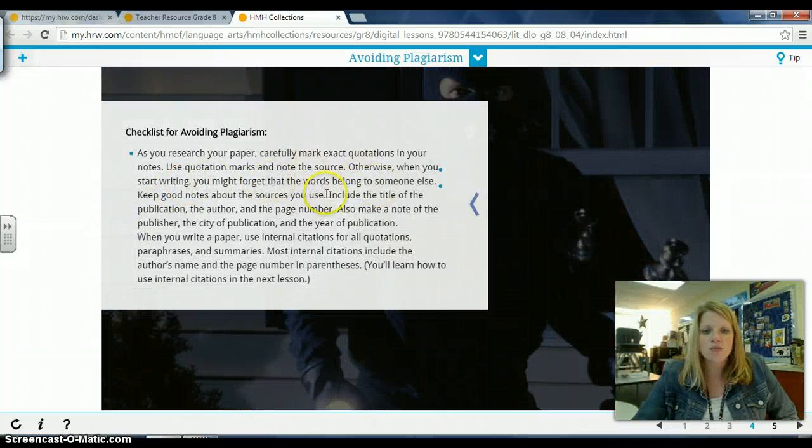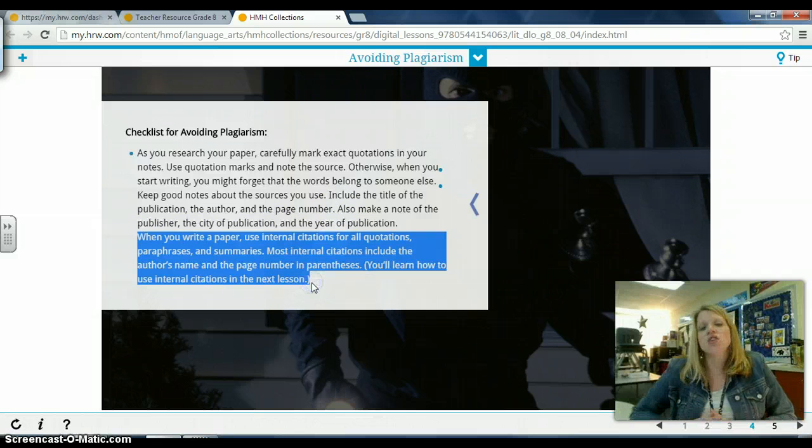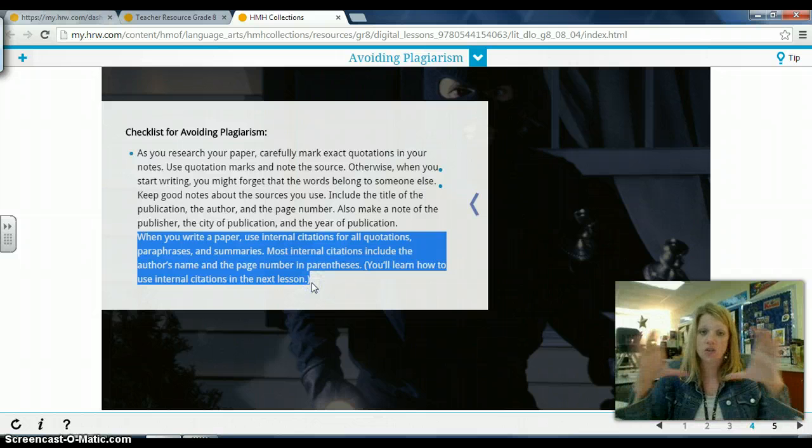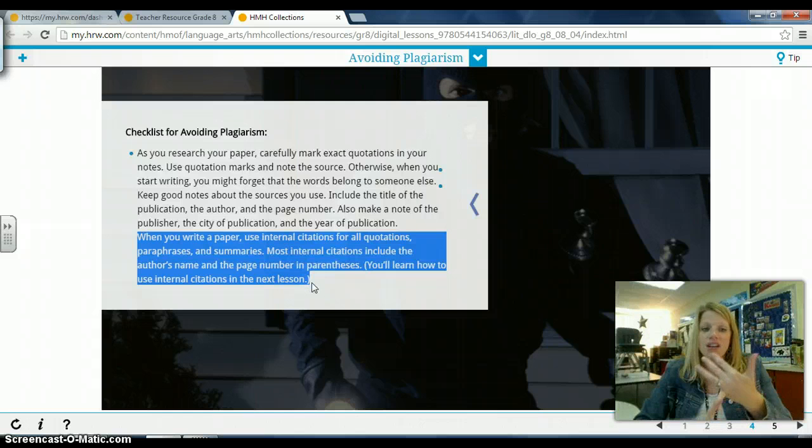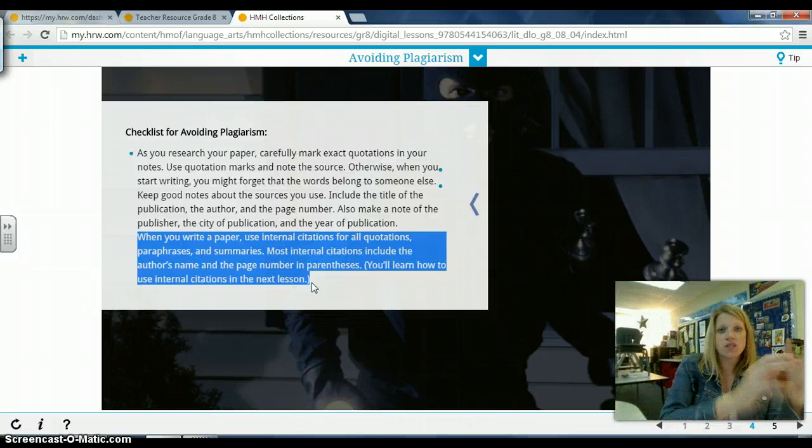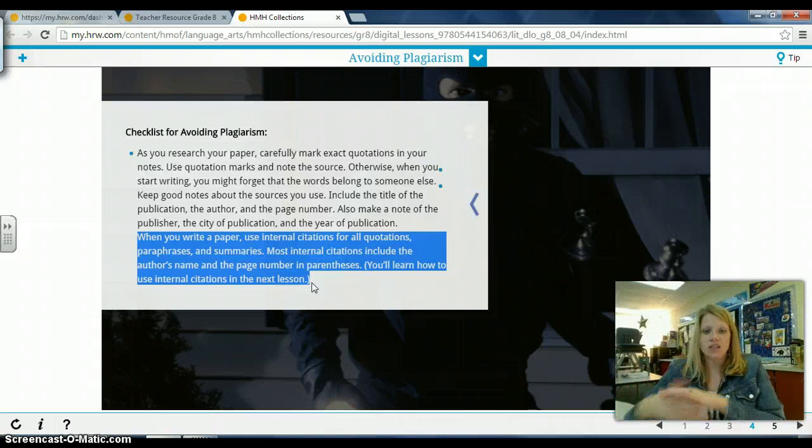The part I think that is really important is right here, where it starts with, not there. When you write a paper, use internal citations for all quotations. That's what we've been doing. That's the parentheses. Paraphrases and summaries. You have to cite for all 3, even if it's your own words. If you're pulling the information from someone else's, you have to cite the source. And then it says most internal citations include the author's name and the page number in parentheses. And we'll work on that more and more, but that's the main idea. You've got to remember to use those citations.